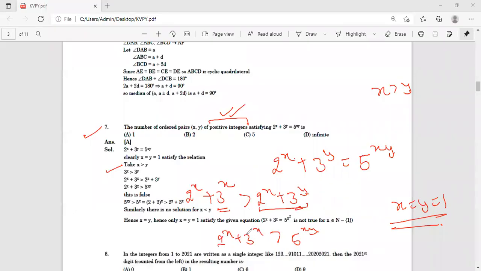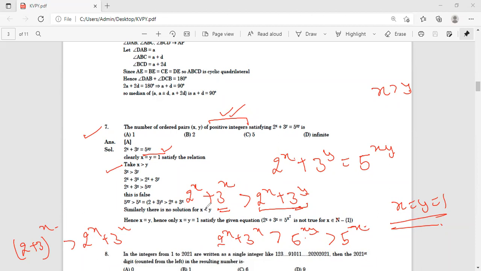So now you can see easily this has to be greater than 5 raised to power x, because I have taken x and y greater than 1, and other integers will be greater than 1. So this is greater than 5 raised to power x. Now this cannot be true, because 2 raised to power x plus 3 raised to power x is actually less than 2 plus 3 raised to power x. So this is not less. So no solution.